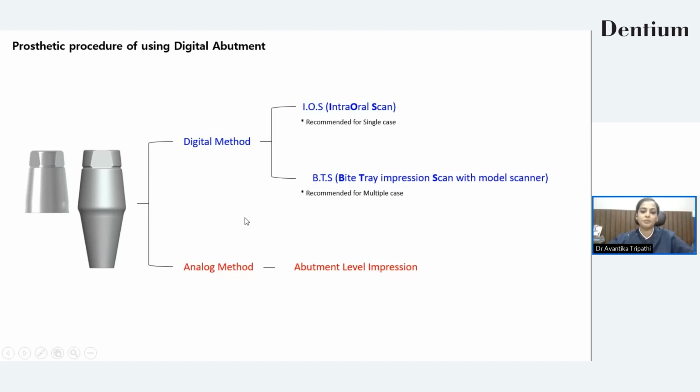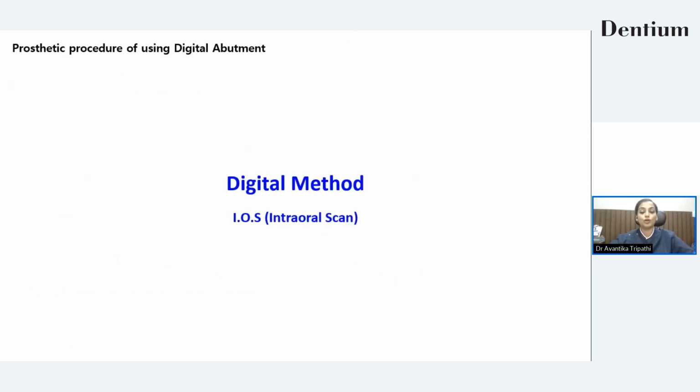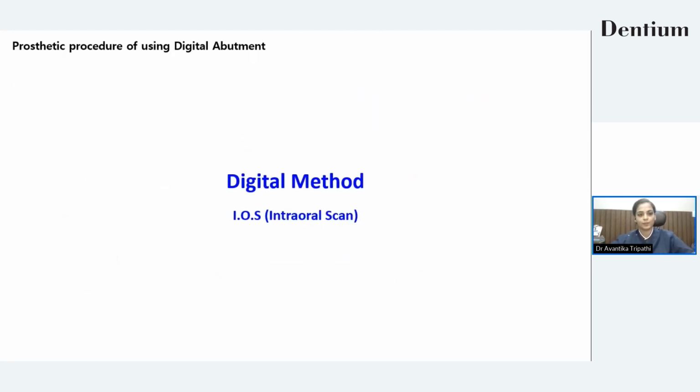Or I can make the impression and share the impression with the lab, and they are going to scan the impression with the help of a model scanner. If I'm going to follow the analog method, I can also take an abutment level impression. That is just a snap-on impression. I'm going to put the same abutment and make a snap-on impression over it. It is not always required to use the impression copings in this case.